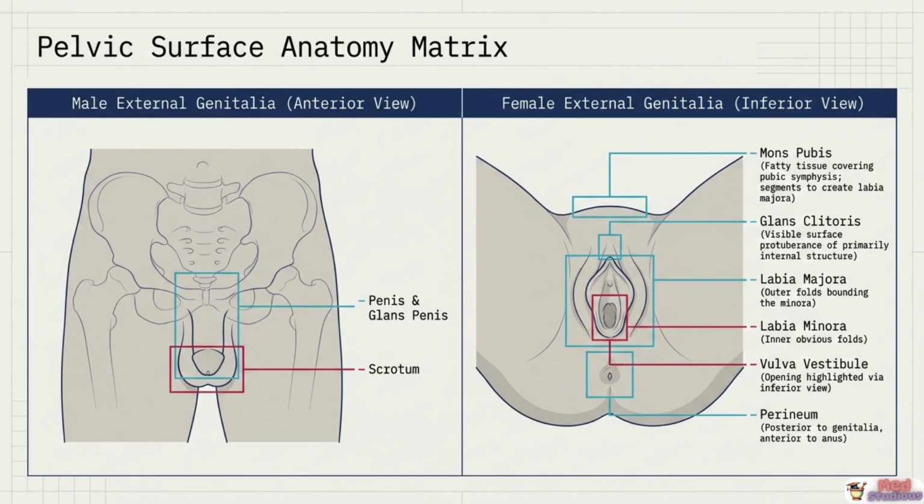In the female external genitalia, from the inferior view, the named surface structures are the mons pubis, the fatty tissue pad overlying the pubic symphysis that divides to form the labia majora, the glans clitoris, the visible surface protrusion of the primarily internal clitoral structure, the labia majora, the outer protective folds, the labia minora, the inner mucosal folds, the vulvar vestibule, the space between the labia minora containing the urethral and vaginal openings, and the perineum, the region posterior to the genitalia and anterior to the anus. All of these structures are examined during obstetric, gynecological, and urological assessments.